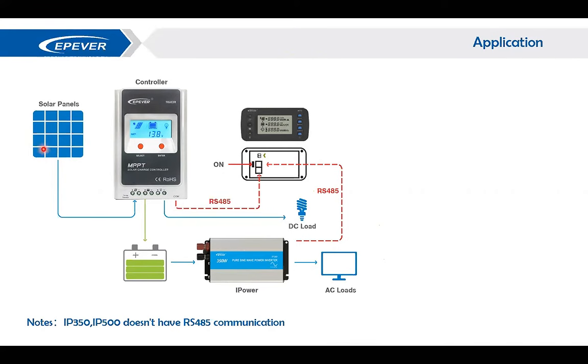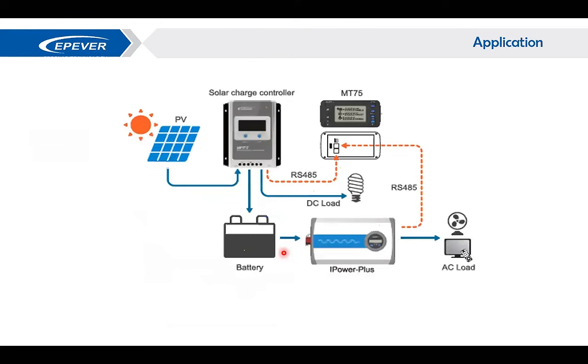So iPower works with MT75, and MT75 can display the AC output and its parameters. So it's a kind of display unit, and it can control the AC output also with the help of a charge controller, and you will be supervising the battery voltage, and in certain circumstances you can have this module turn on or off your inverter based on your protective functions that you define.